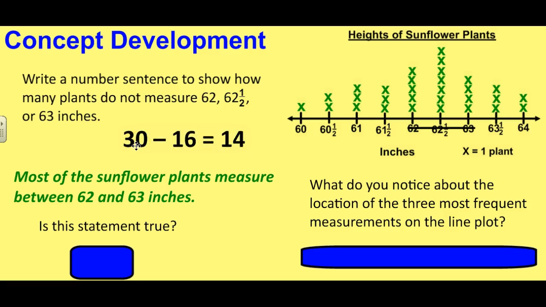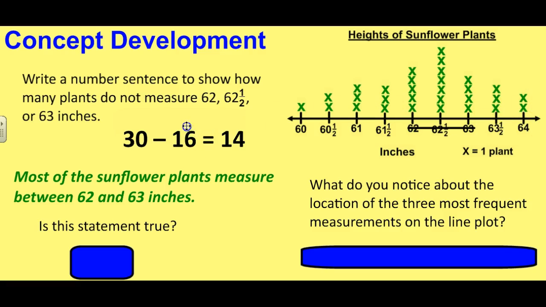This is one way you could have solved it. We knew that between 62, 62 and a half, and 63, there were 16. We know that there are 30 x's altogether, so instead of going to all of these other ones and counting all of the x's, you could have taken 16 away from 30 and it would have left you with 14, which is how many more x's there were on all of the other measurements.